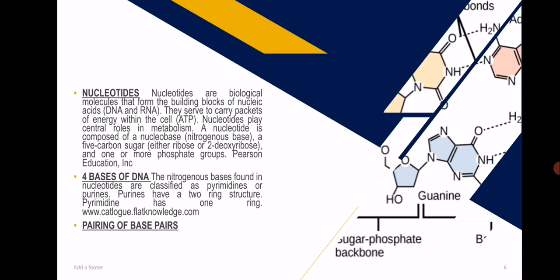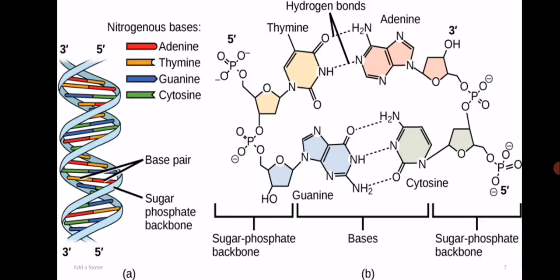The 4 bases of DNA. The nitrogenous bases found in nucleotides are classified as pyrimidines or purines. Purines have two ring structures. Pyrimidines have one ring. This is the source from where this information is collected. Pairing of base pairs: adenine always pairs with thymine, and guanine always pairs up with cytosine in the DNA structure. This is the prominent diagram of DNA.